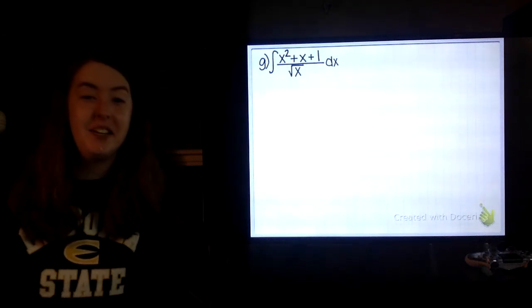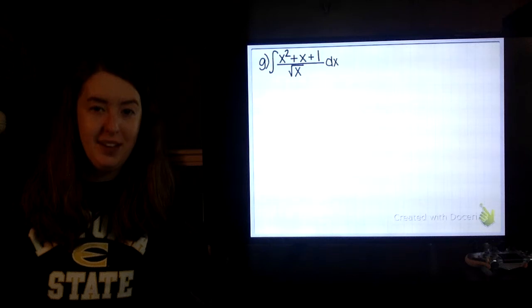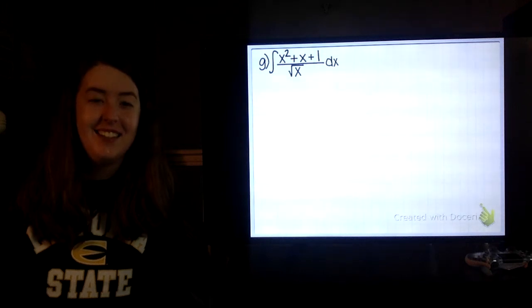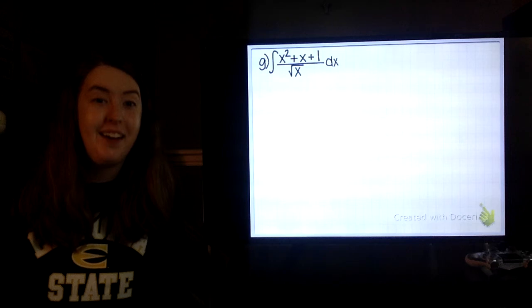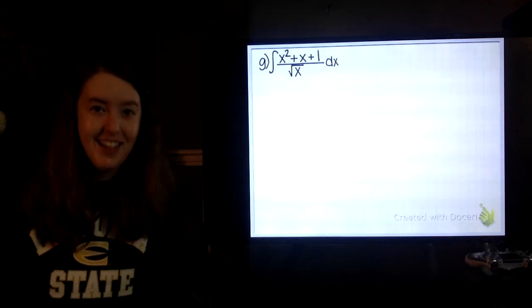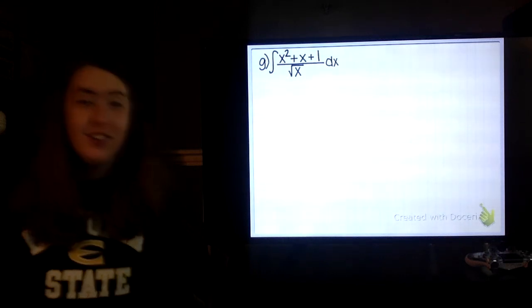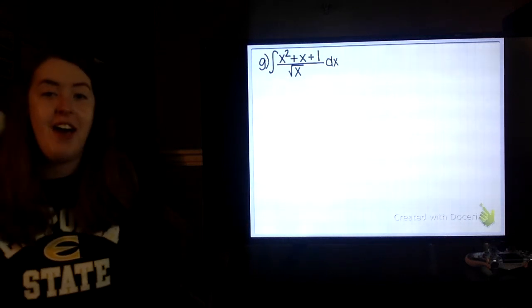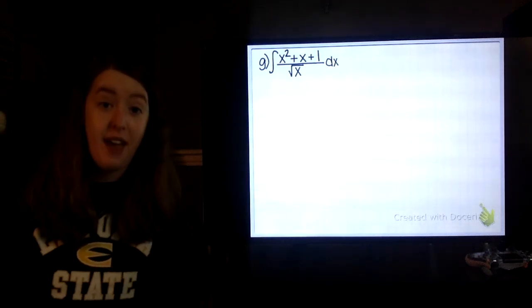So we're going to take the integral of x squared plus x plus 1, all of that divided by the square root of x dx. So that looks freaking terrible, but here's my advice. Go through and rewrite the exponents. So instead of having the square root of x, rewrite that as x to the 1/2 power.